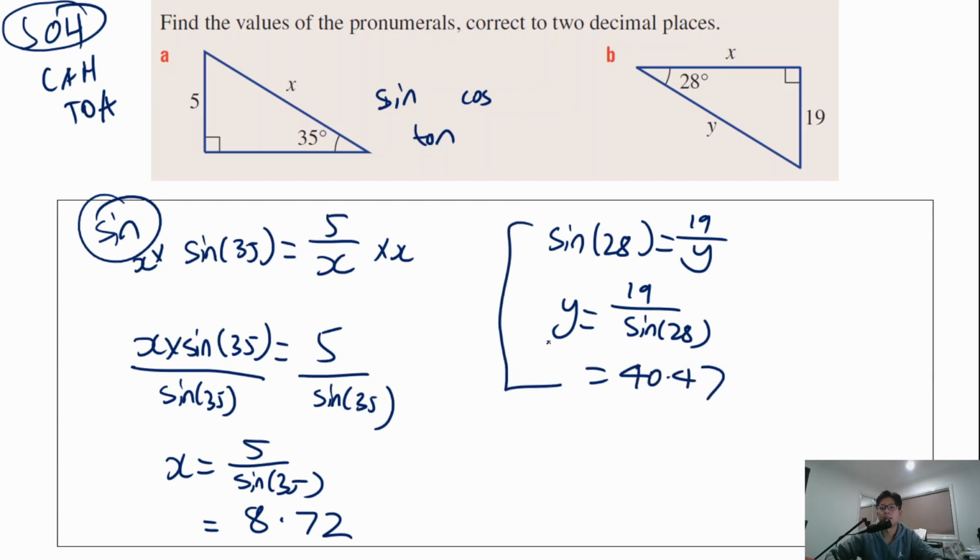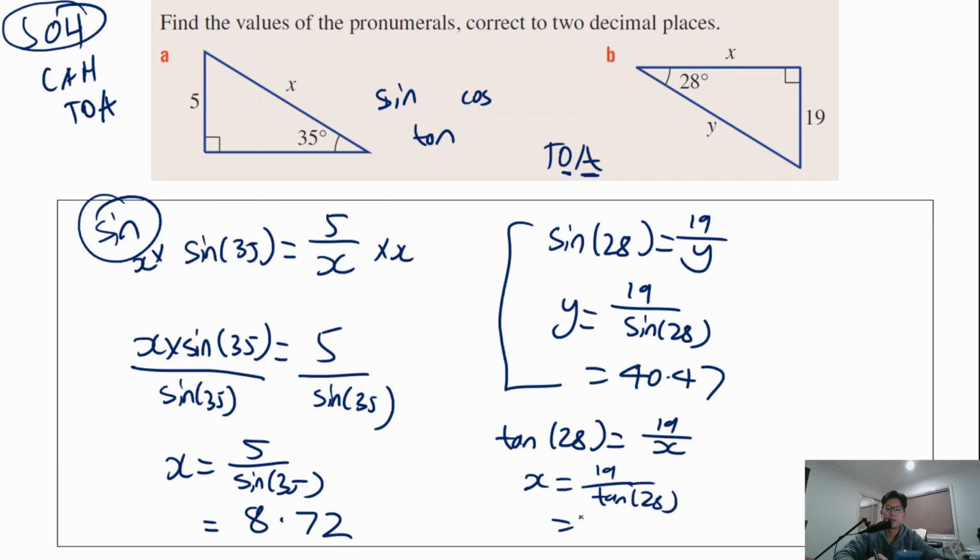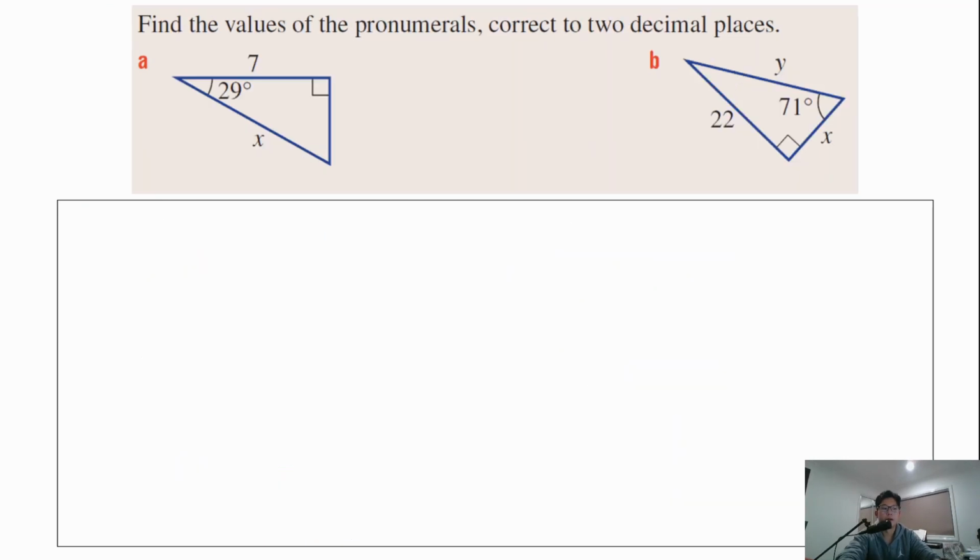Now that's the first part. Now let's solve for x. X is the opposite over adjacent, so that means we use tan, because it is TOA, opposite and adjacent. So tan 28 equals 19 over x. Rearrange that, and x equals 19 over tan 28. Put that into the calculator, and that will give us a value of 35.73.